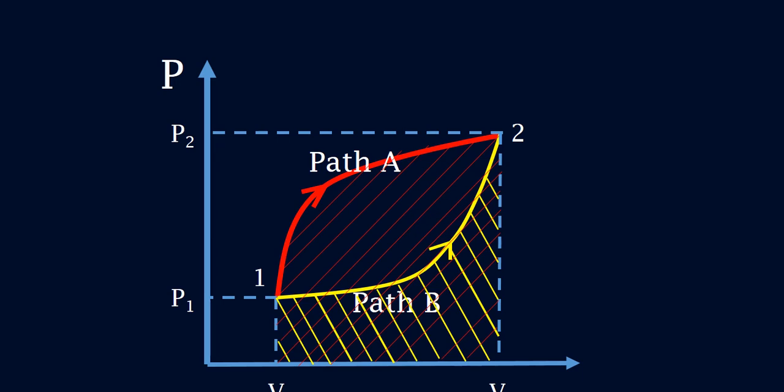For instance, in a scenario where there is no alteration in internal energy, that is, delta U is equal to 0, all the heat supplied to the system is utilized by the system to perform work on its surroundings. Therefore, delta Q is equal to delta W. This further emphasizes the concept of path independence and its implications.